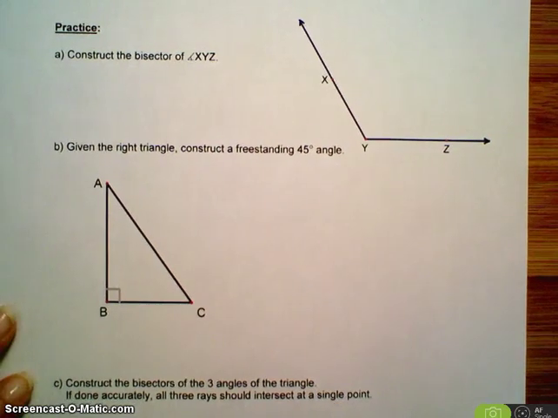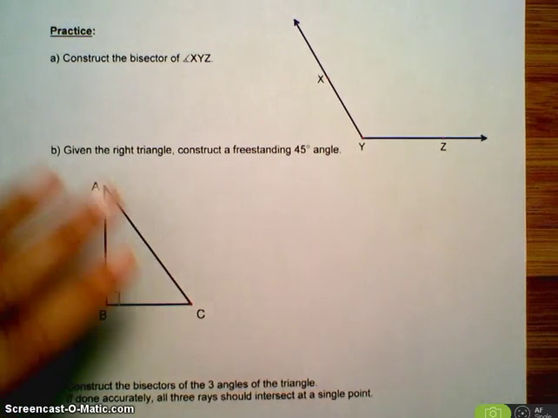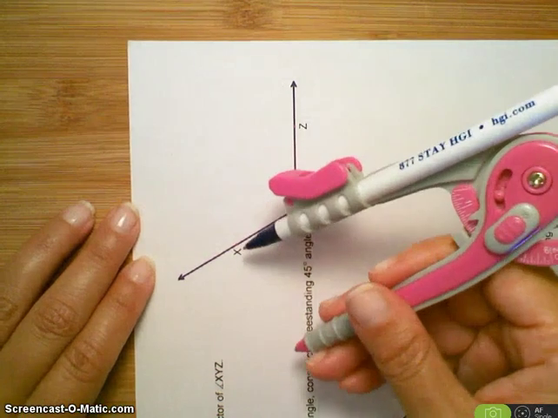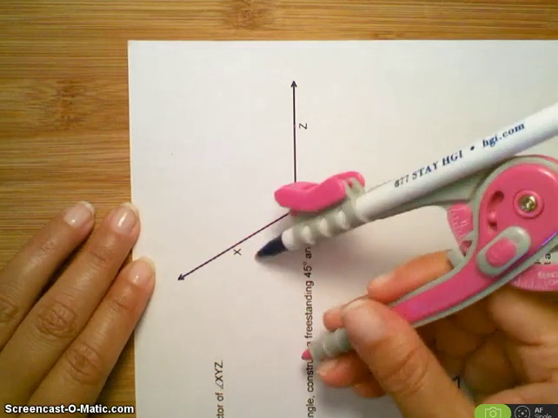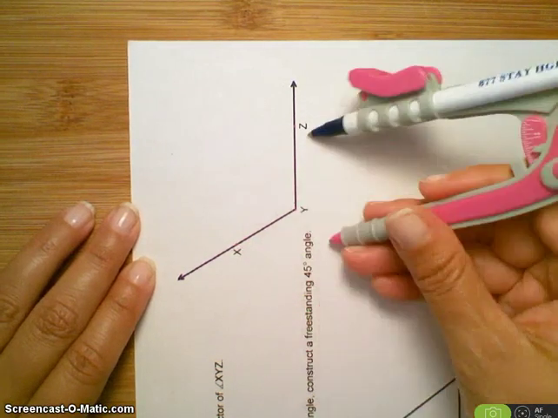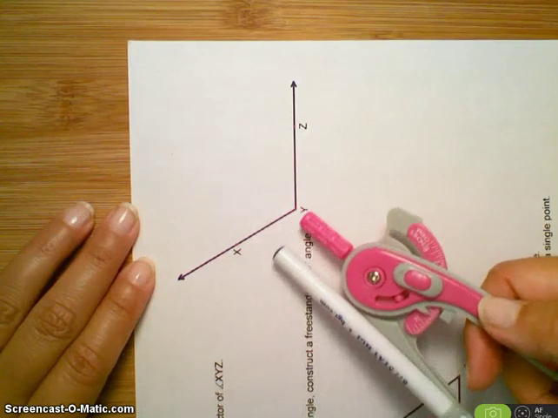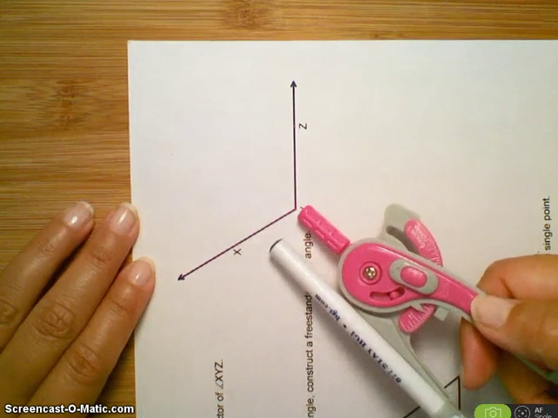So the first example is asking you to construct the bisector of angle XYZ. Everybody's favorite construction. So we're going to set our compass to be any length. Also remember, when you're duplicating angles or bisecting angles, the letters on the sides of the angle don't mean anything to you. The only letter of any importance is the vertex.